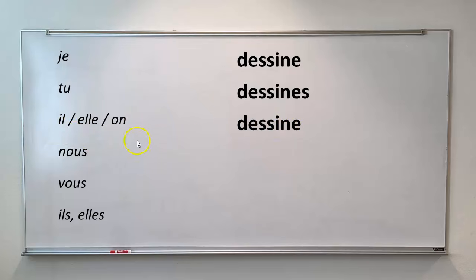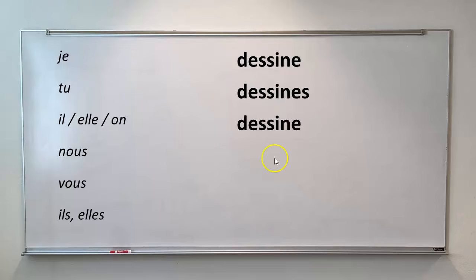Il dessine, elle dessine, on dessine. So he draws, she draws, or one draws. Or remember, 3 meanings. For example, il dessine: he draws, he does draw, he is drawing.